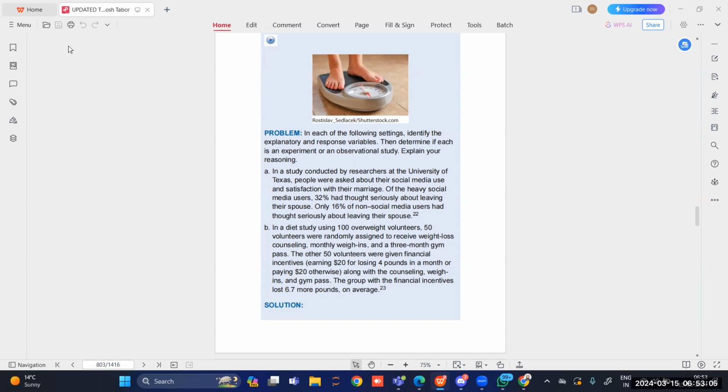Or we can basically say that the explanatory variable could be the satisfaction with their marriage, because there will be a good association between satisfaction with marriage and social media use. Social media use can be the response variable, because a person who is not satisfied with his marriage will be more addicted towards things that are of no use. Of the heavy social media users, 32% had thought seriously about leaving their spouse. Only 16% of non-social media users have thought seriously about leaving their spouse.